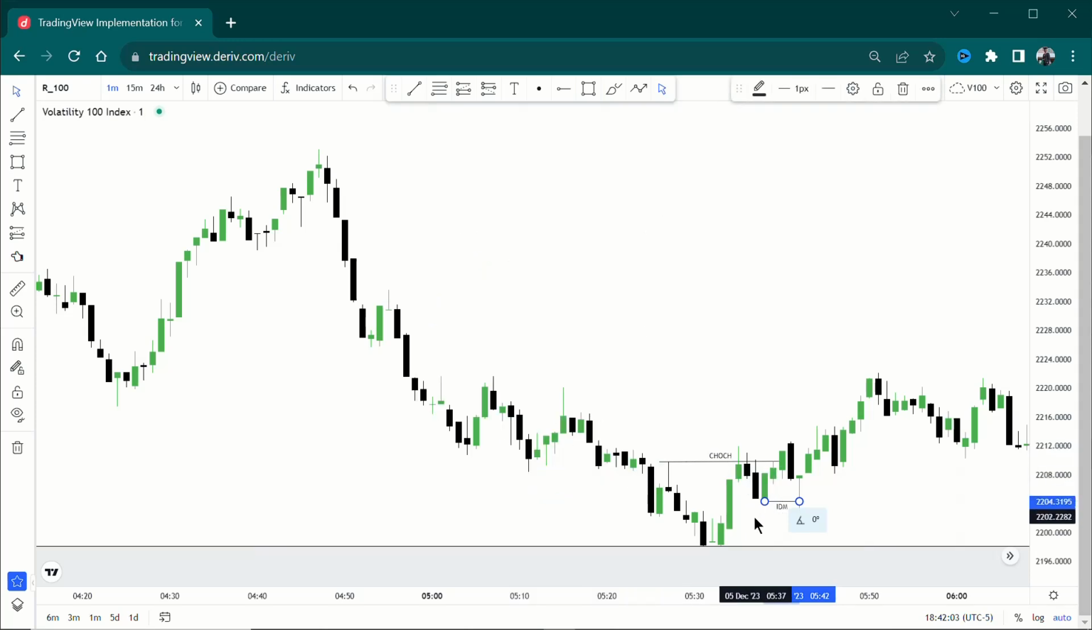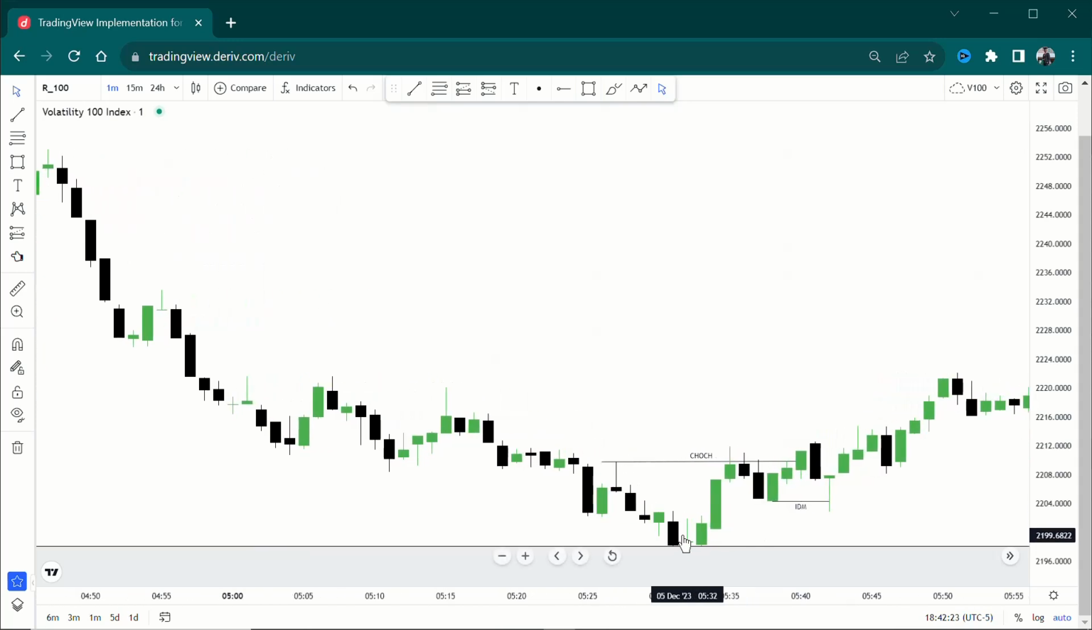All right. So we have inducement. And we also have an order block here with a fair value gap here. This is not an order block. This is not an order block. An order block is this one. These two are within this one. So this is your order block. This guy right here. This is your order block.